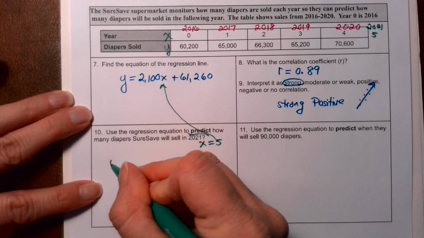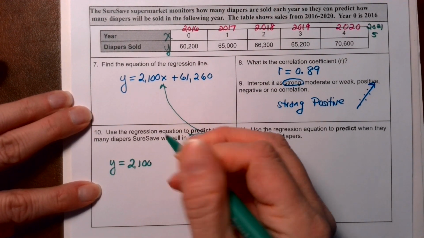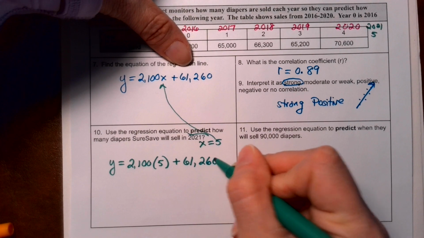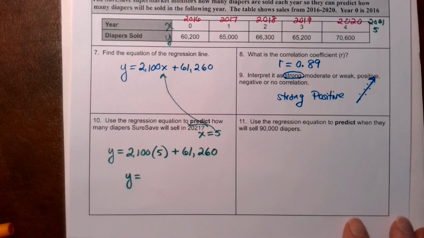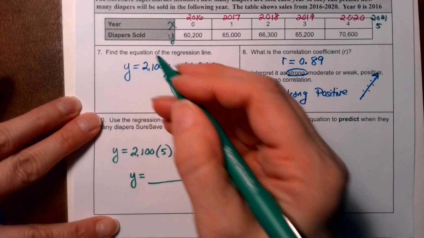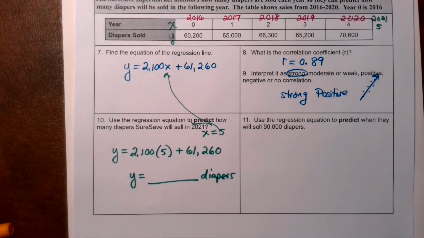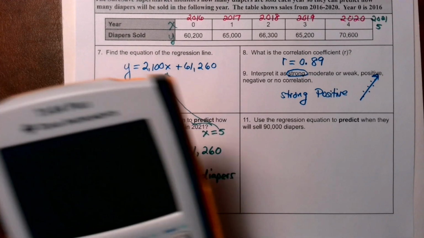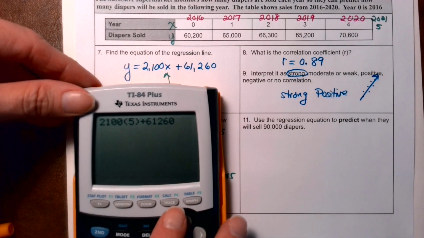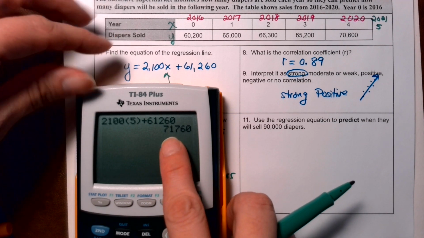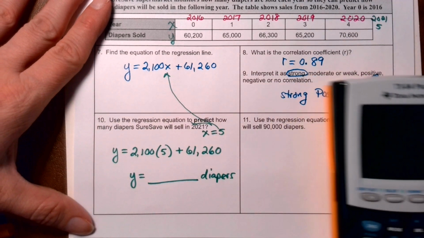Let's calculate. 2,100 times 5 plus 61,260, okay? What do you get for y? Y is diapers. How many diapers are they going to sell? Did you calculate it? All right, let's see. 2,100 times 5 plus that. They're going to sell 71,760 diapers.